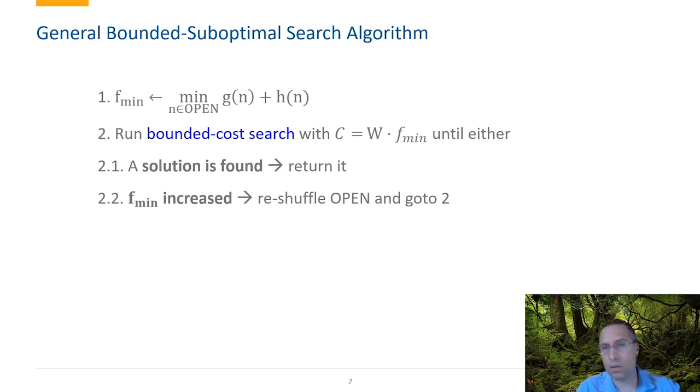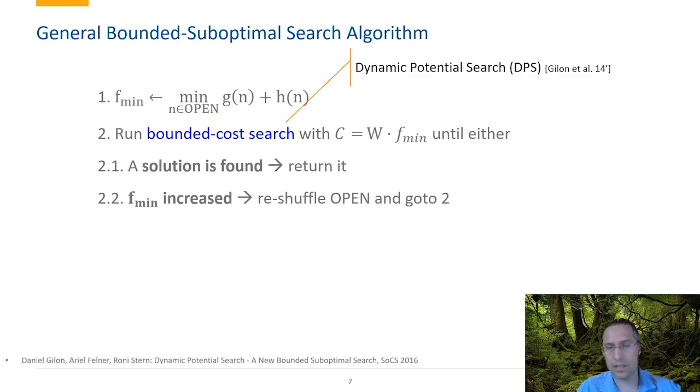We implemented this approach, and as the bounded cost search algorithm, we tried, you guessed it, potential search. And the outcome is an algorithm that we called dynamic potential search, or DPS. DPS does all that I explained now. So the bounded cost search algorithm it runs in every iteration is basically a BFS with W times F-min as the cost bound, using this evaluation function, which if you go back several slides, is exactly the potential search function, just replacing C with W F-min. The interesting thing is that we're using here notions of F-min and focal, but actually what is run in practice is a classical best first search.